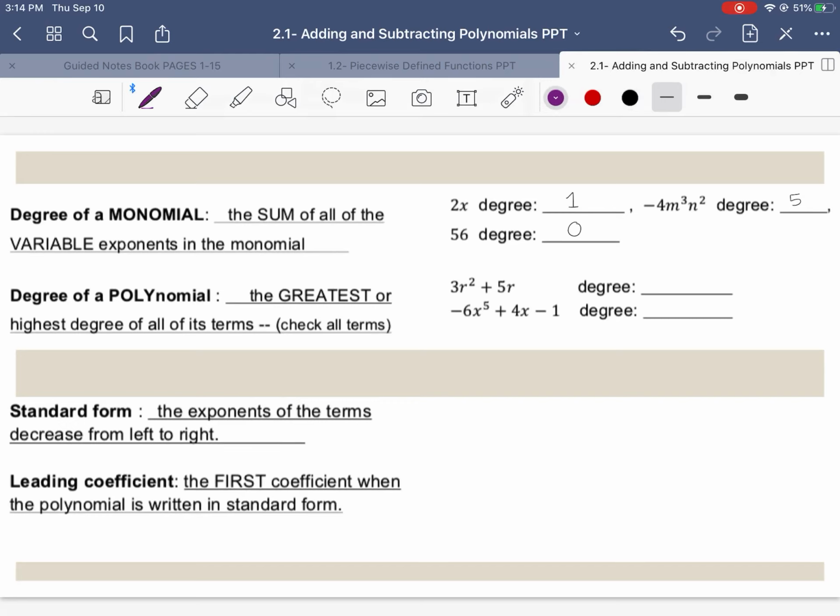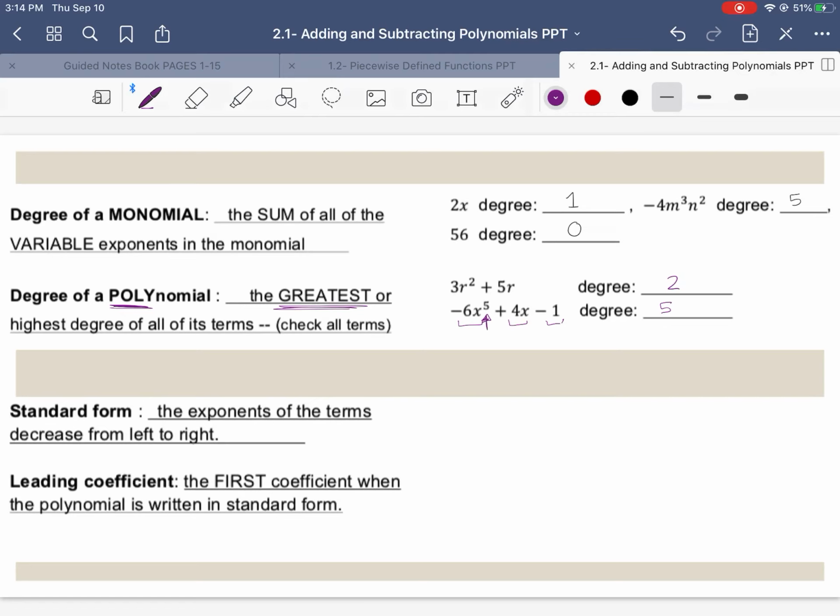Okay, once we start putting terms together, then we have a polynomial, and if I want the degree of a whole polynomial, then I just look for the greatest or the highest degree of all the terms. So for example, when I look at this, there's this term and this term. Well, this term has a degree of 1, this one has a degree of 2, so the highest or the greatest of all its terms is just a 2. Okay, this next one, there's 3 terms, and the highest degree or the highest exponent is going to be the 5, making the degree of the polynomial a 5.